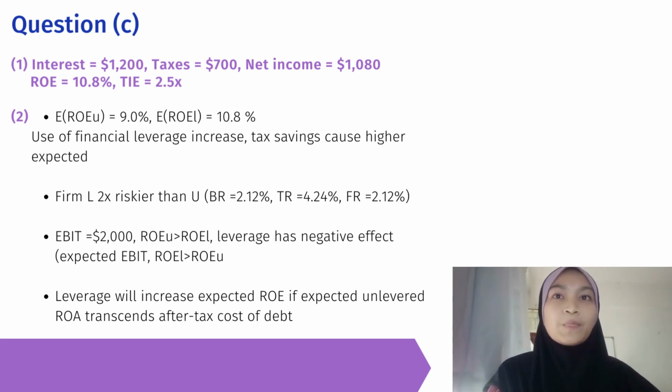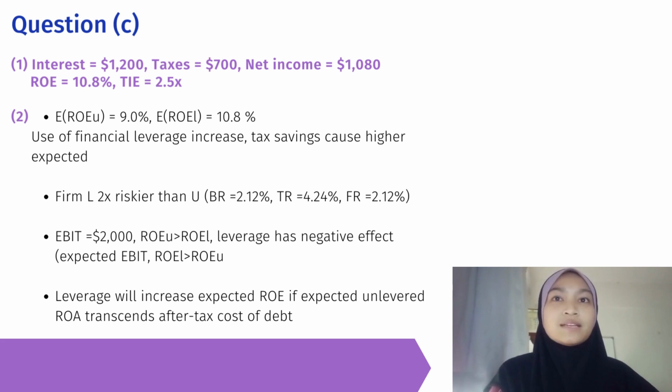Number 2, the EROE for the firm U is 9% and the EROE for the L is 10.8%. Therefore, the use of financial leverage has increased the expected profitability to shareholders, thus causing the higher expected ROE for firm L.